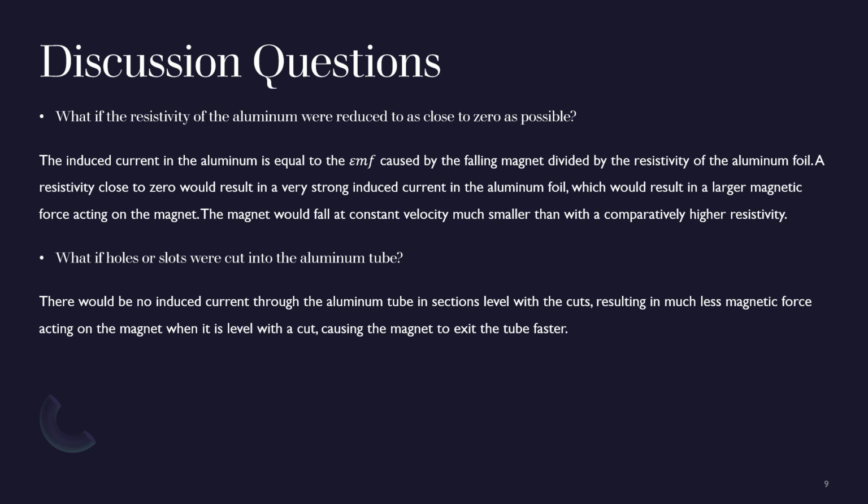If holes or slots were cut into the aluminum tube, there would be no induced current through the aluminum tube in sections level with the cuts, resulting in much less magnetic force acting on the magnet when it is level with a cut, causing the magnet to exit the tube faster.